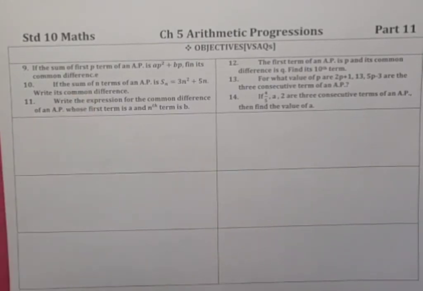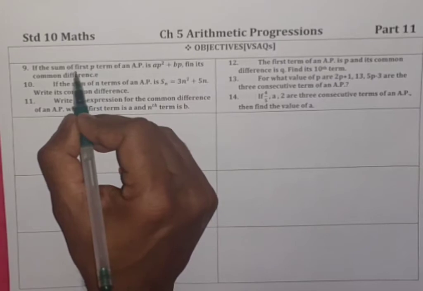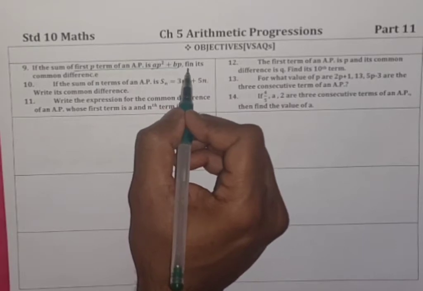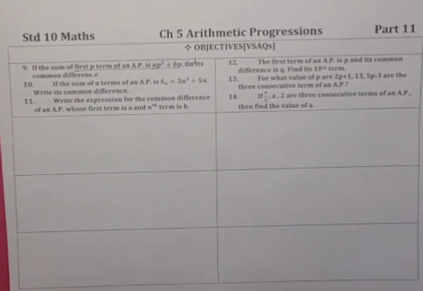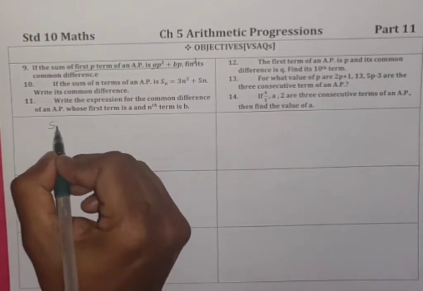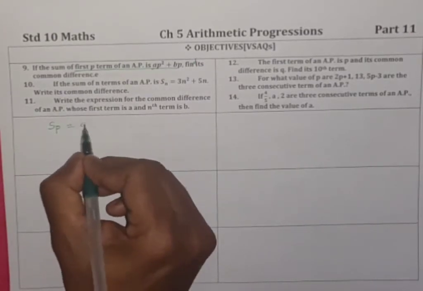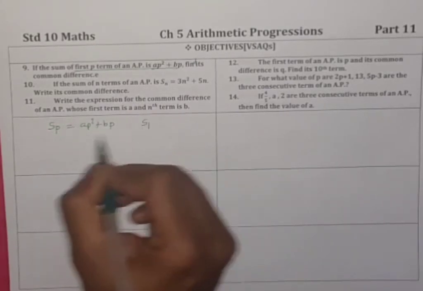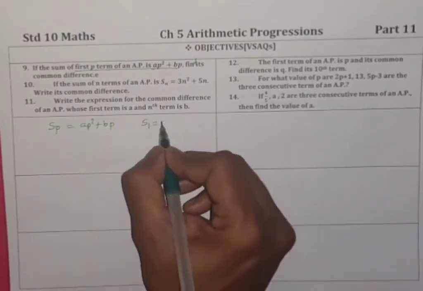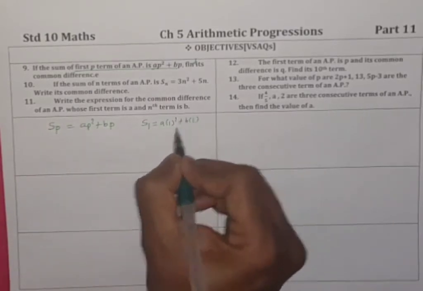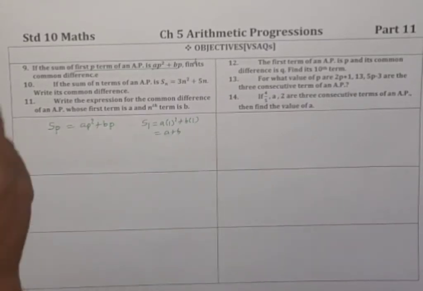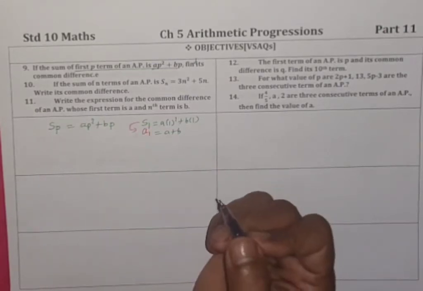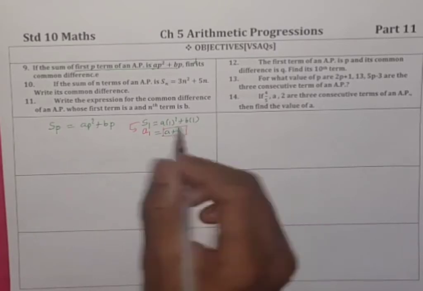Now the 9th one. If the sum of first p terms of an AP is a p square plus b p, find its common difference. The sum of first p terms, children, is equal to a p square plus b times p. Find S1, take p equal to 1. So a into 1 square plus b into 1, that is a plus b. Children, here you have to understand: sum of one term means the very first term, and we can call it a1. So a1 is a plus b.